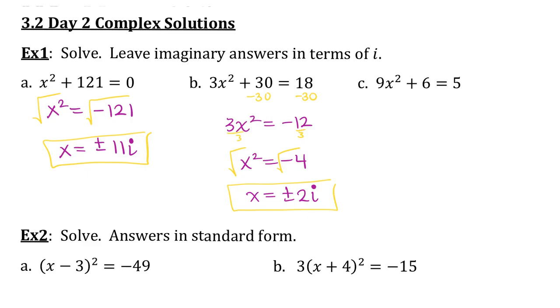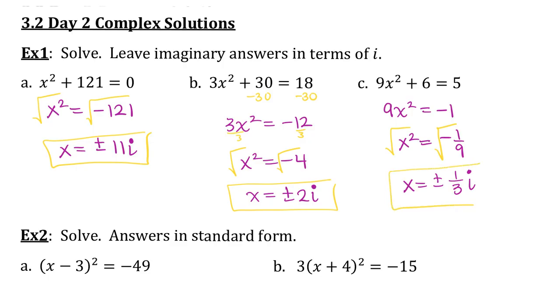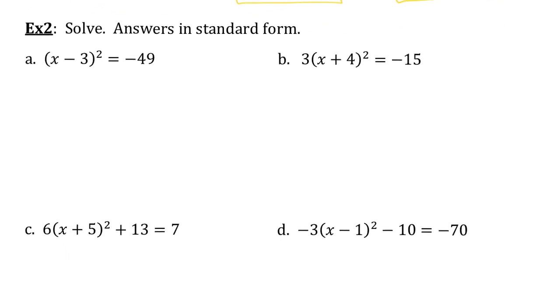Okay, let's try C. Minus the 6 over. 9x to the second equals 5 minus 6, negative 1. Divide by 9. Negative 1/9. Let's go ahead and square root it. X equals positive negative. It's imaginary. And then the square root of 1/9 is actually 1 over 3. So plus or minus 1/3 i. Because it's imaginary. If it's not imaginary, don't put an i. Okay, let's do some more square root problems.